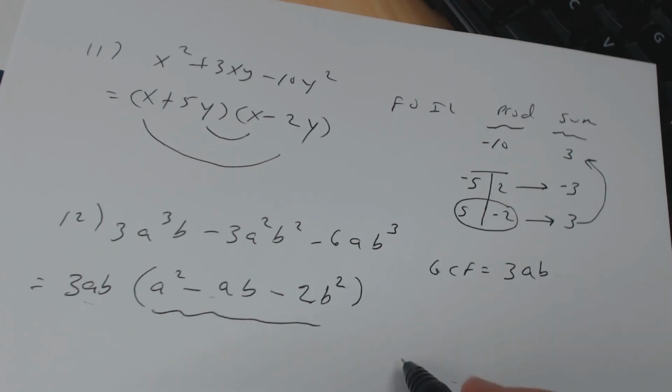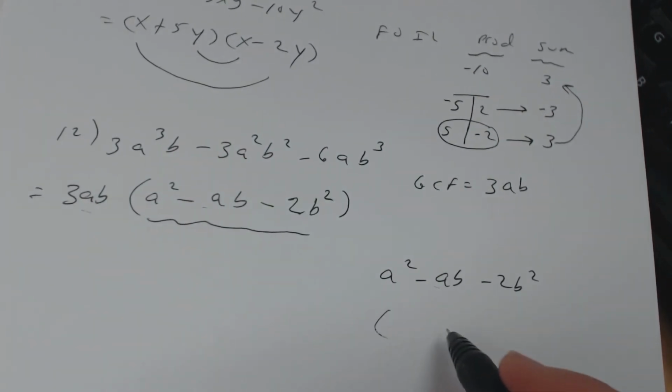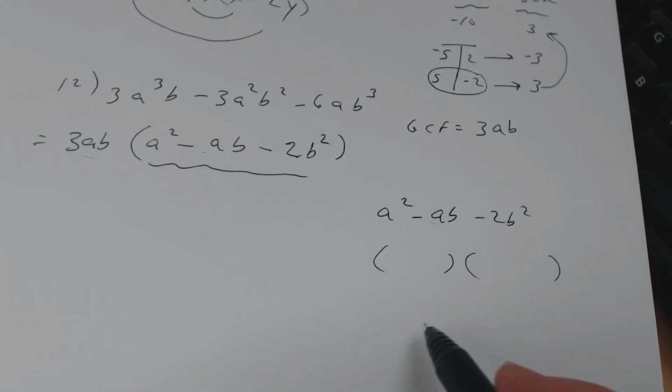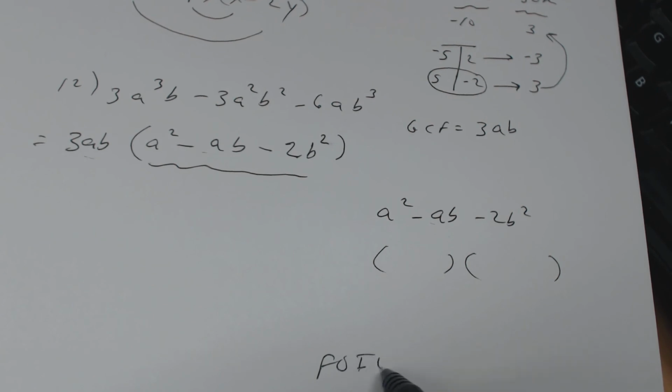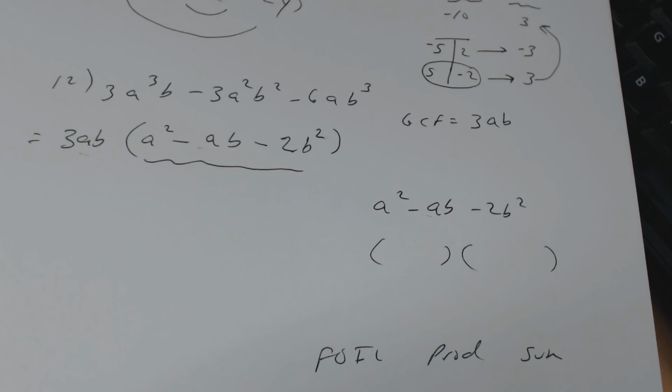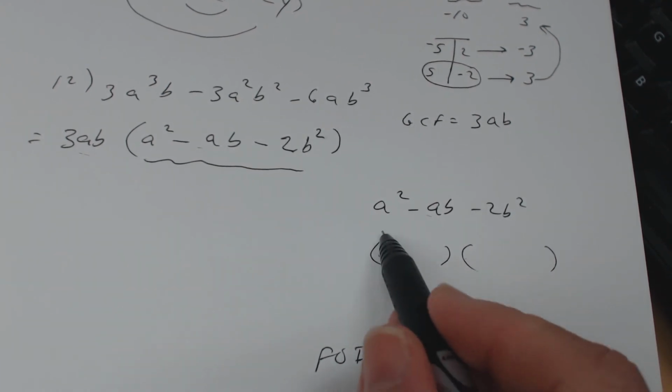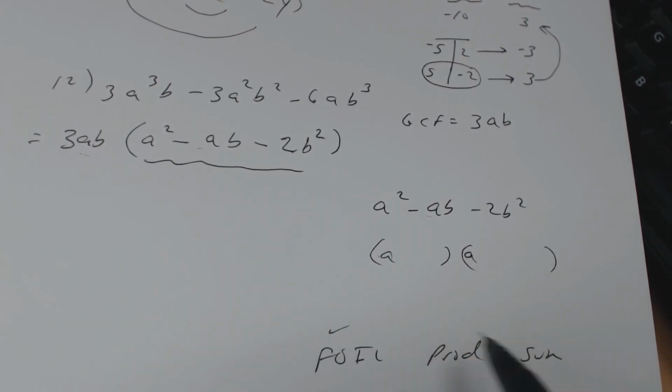So let's try and factor this. So let's go off to the side right here. A squared minus ab minus 2b squared. And let's go ahead and factor this as two binomials. And again, I'm going to use the idea of FOIL, product, and then sum. Okay, so a times a is going to be a squared. So the first part here is easy.